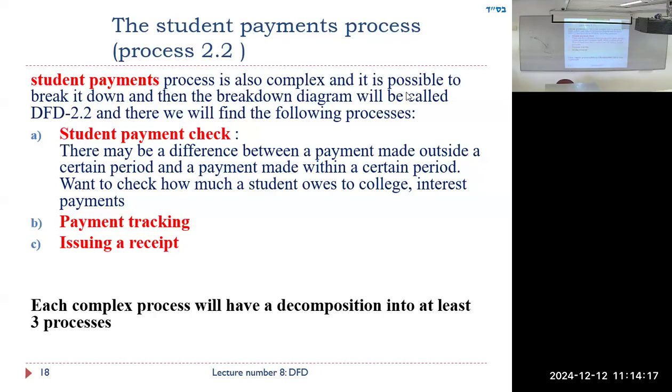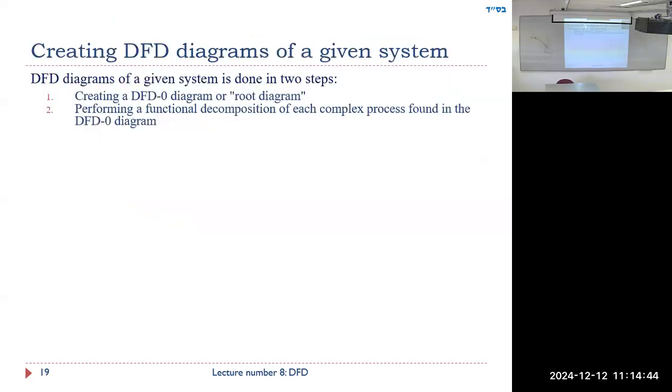Student payment process can also be complex. It's possible to break it down into student payment check, payment tracking, issue receipt. Okay, for a complex process, we will decompose it into at least 3 processes. In other words, you shouldn't have a complex process. It's kind of a rule of thumb. It's not called complex if it only does 2 things. Then just make them into 2 separate things.